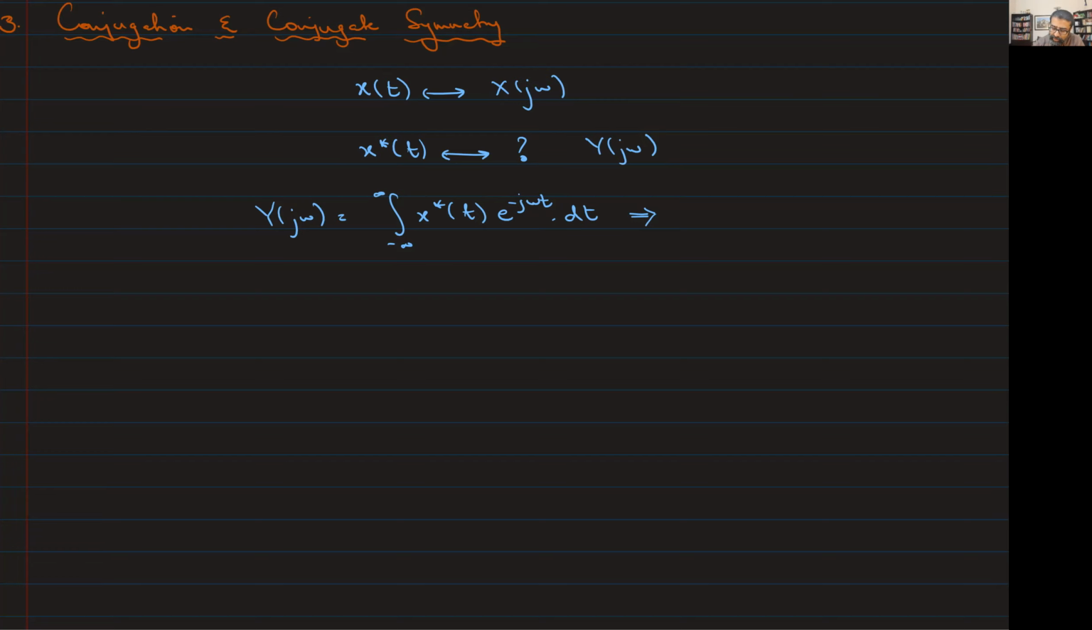So I would rather say कि let's take the conjugate on both sides. चलिए ऐसा कर लेते हैं. So y conjugate of j omega is equal to minus infinity to plus infinity, and this x conjugate and conjugate is x, and e to the minus j omega t conjugate is plus e to the plus j omega t. Right? So what do I have here? This integral. What is this equal to? Is this the Fourier transform of x? Or related somehow to the Fourier transform of x?